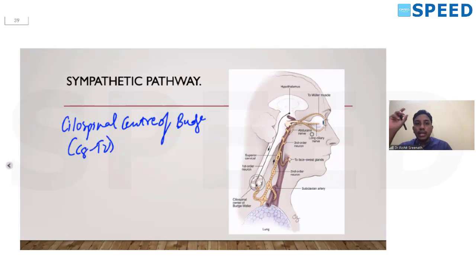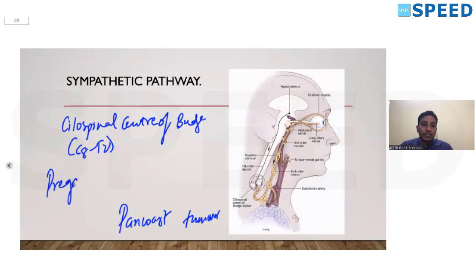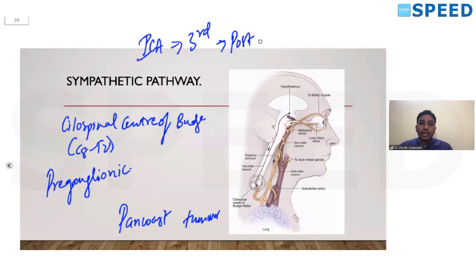So in Horner syndrome, it is very important to know the site of the lesion. When there is a Pancoast tumor, what does it do? A Pancoast tumor will compress the second order neurons, which are preganglionic. Any internal carotid artery aneurysm will compress the third order neurons, which are the post-ganglionic fibers.